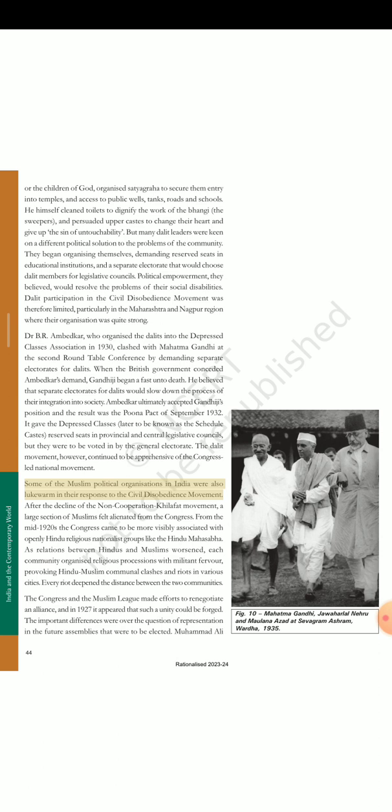Some of the Muslim political organizations in India were also lukewarm in their response to the civil disobedience movement. After the decline of the non-cooperation Khilafat movement, a large section of Muslims felt alienated from the Congress. From the mid-1920s the Congress came to be more visibly associated with openly Hindu religious nationalist groups like the Hindu Mahasabha. As relations between Hindus and Muslims worsened, each community organized religious processions with militant fervor, provoking Hindu-Muslim communal clashes and riots in various cities. Every riot deepened the distance between the two communities.